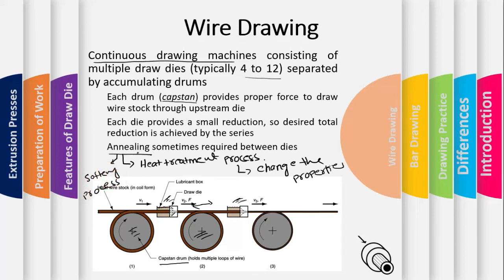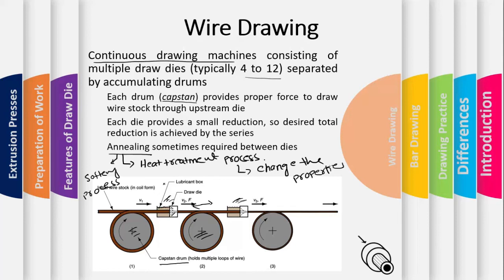So we perform the annealing between the two dies so that our wire becomes soft and it can be easily deformed, right? It heats the material up to recrystallization temperature, and you know what the recrystallization temperature is. It heats the material up to that temperature and allows it to cool down in the open air, without any external medium like water or some other source. So that's called an annealing operation. The purpose is to soften the material so that it can be easily deformed.